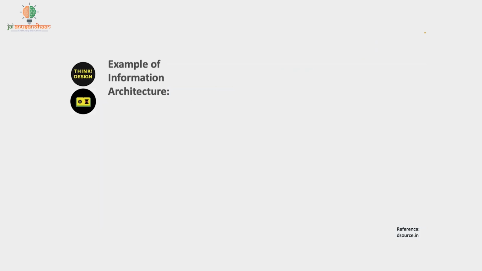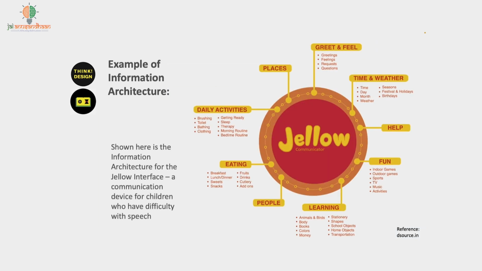Another example of it, okay, so this is the architecture of the interface for the Jello application, which is actually meant for children who are not able to speak. Okay, so the words are replaced by icons or images. So when you touch the icon, actually it speaks it out to them. So this is the categorization of the different icons according to different activities.